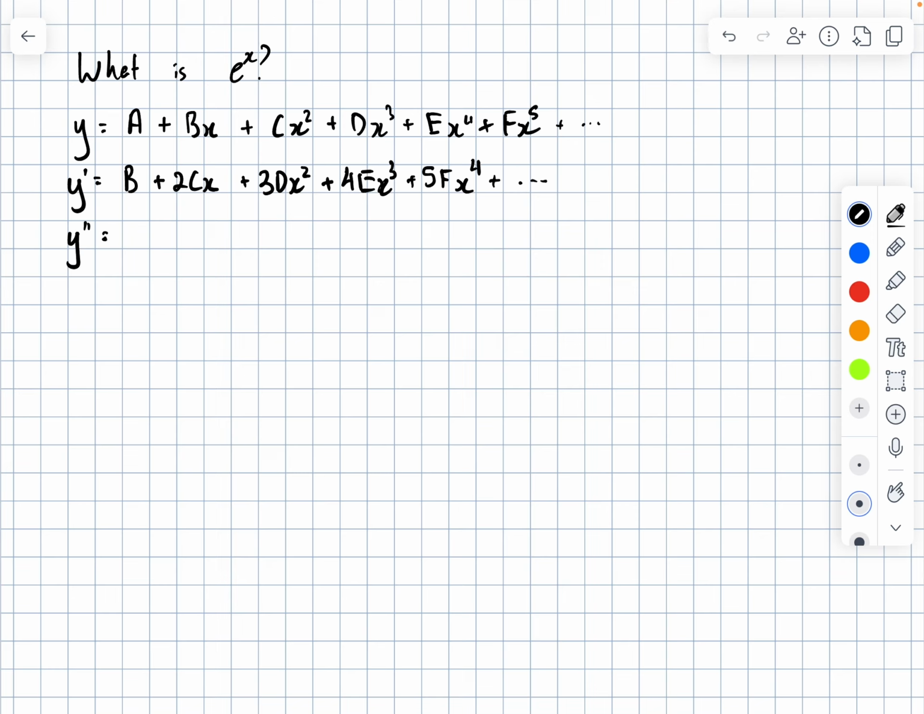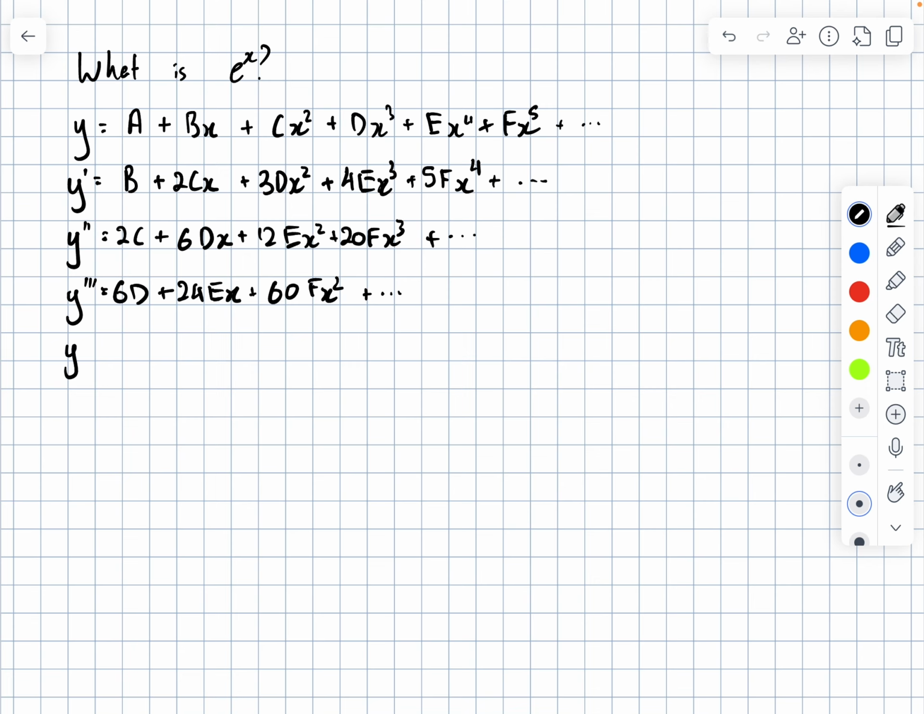So y'' is 2c plus 6dx plus 12ex squared plus 20fx to the power 3. The third derivative is 6d plus 24ex plus 60fx squared.